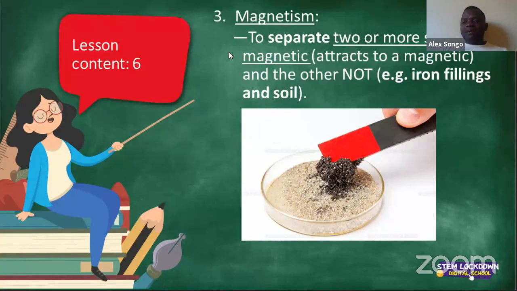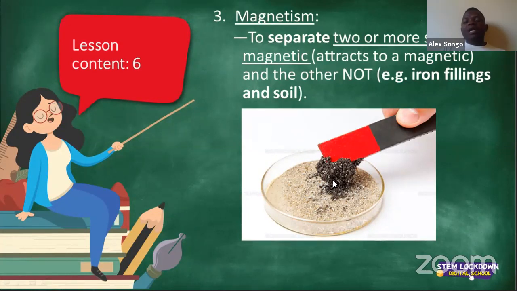All right, so what is magnetism? So magnetism is the separation of two solids in which one of the solids is magnetic. What does that mean? It means that it is able to be attracted to a magnet. So it's got elements of magnetism. So as you can see there, ladies and gentlemen, this is sand or this is soil. So we've put iron fillings. Remember, iron is made up of steel, right?